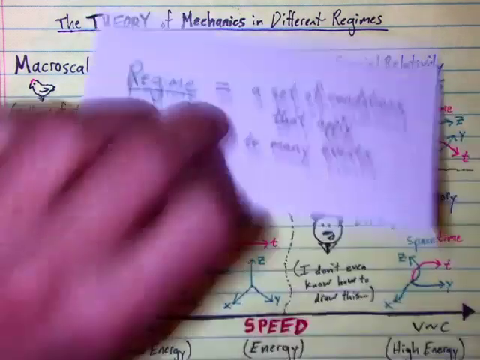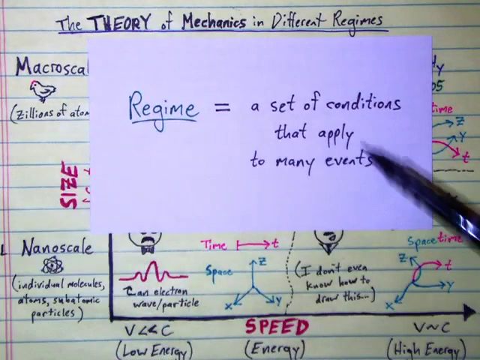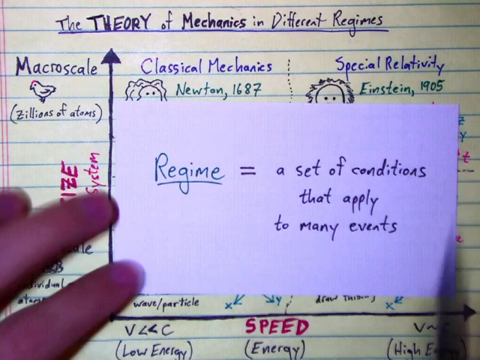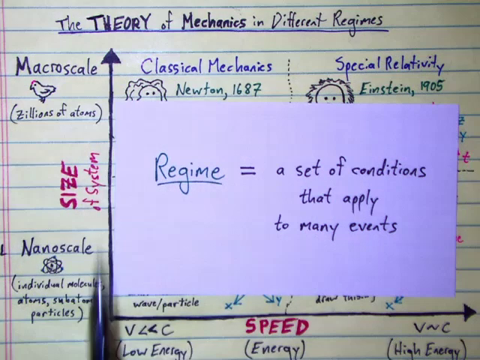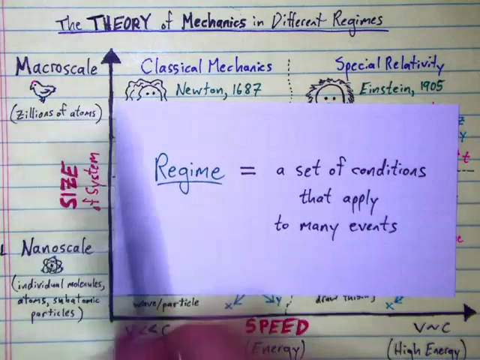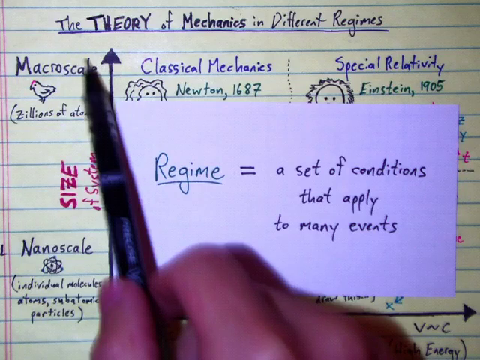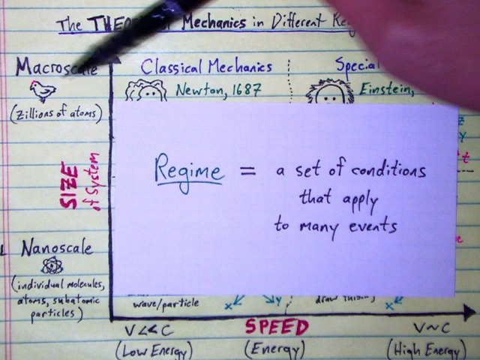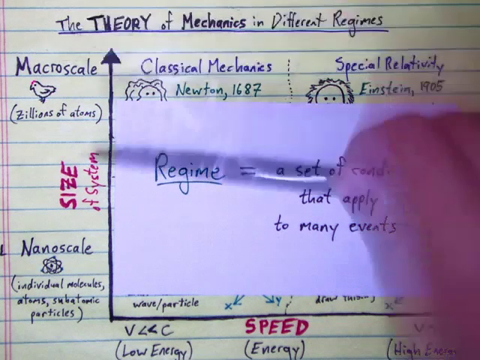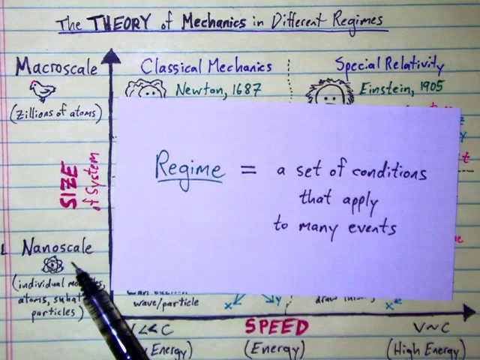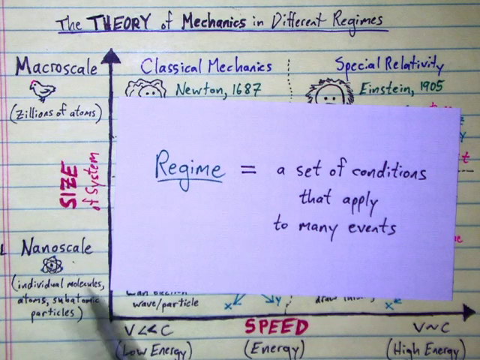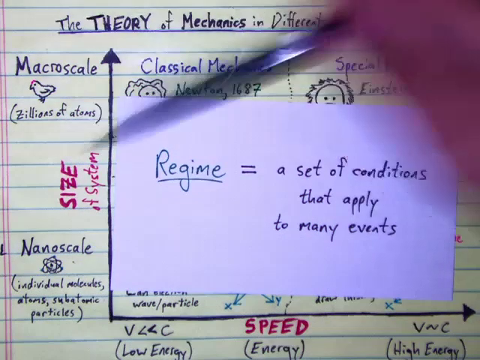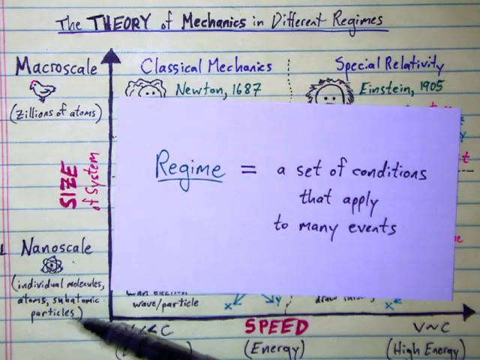A regime is a set of conditions that apply to many events. So on this diagram, I have two axes. This represents the size of the system, very large systems up here. We call it the macro scale, consisting of zillions of atoms. So a chicken is a system made of zillions of atoms that exists on the macro scale, macro large. But a small system on the nanoscale here consists of individual molecules or atoms or subatomic particles. So one regime could be the macro regime when systems are large, and the nano regime when systems are small.